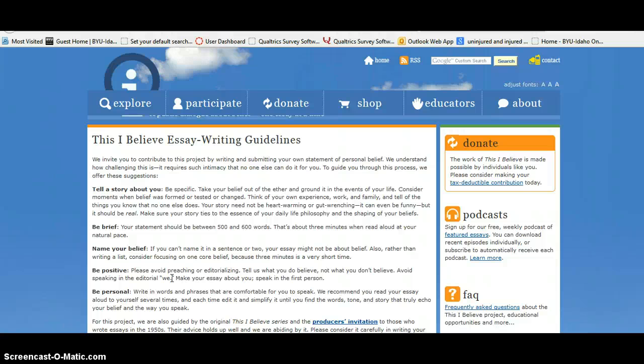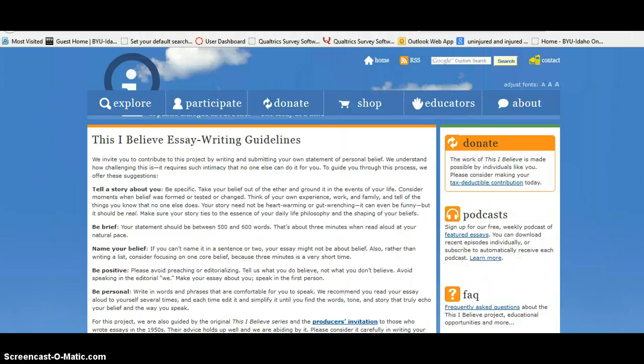And so you want to use I did this. This is what it taught me. And also be personal. Write in words and phrases that are comfortable for you to speak. We recommend you read your essay aloud to yourself several times, and each time edit it and simplify it until you find the words, tone, and story that truly echo your belief and the way that you speak.